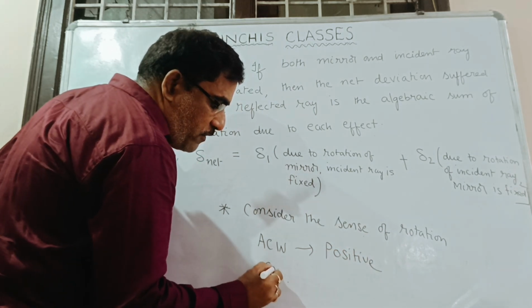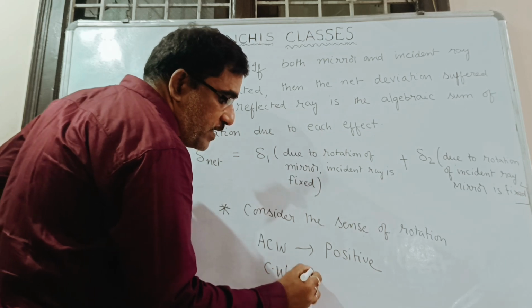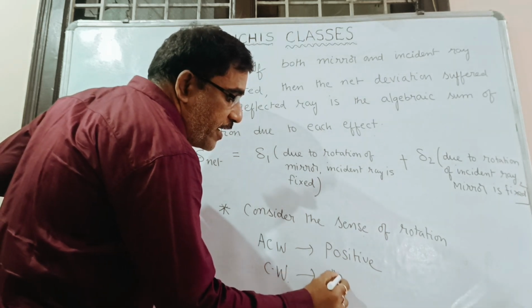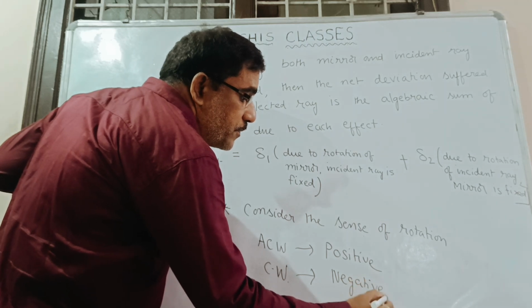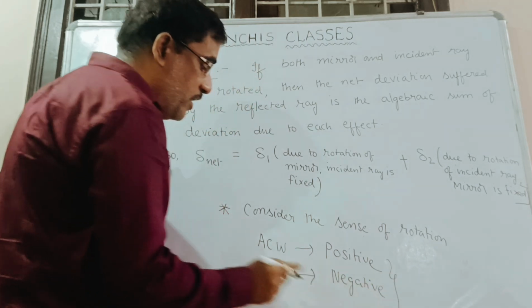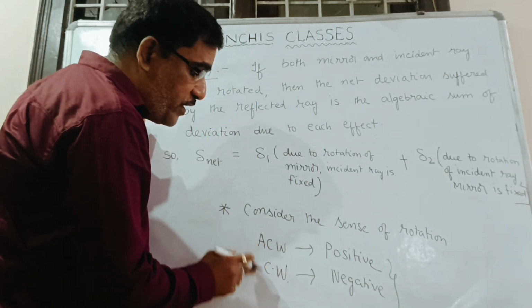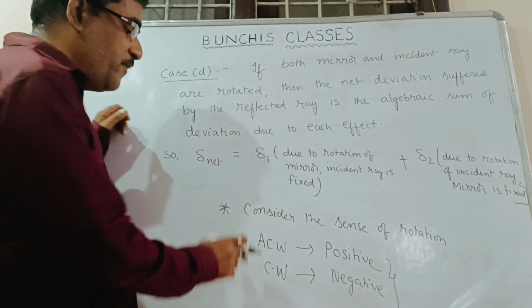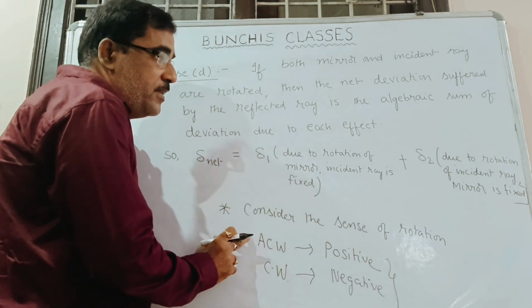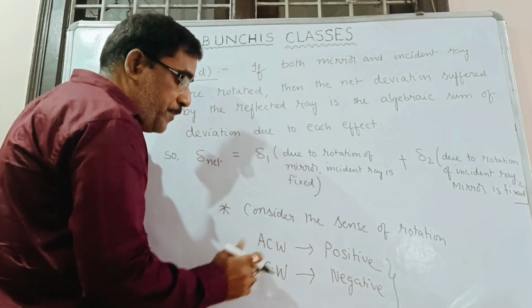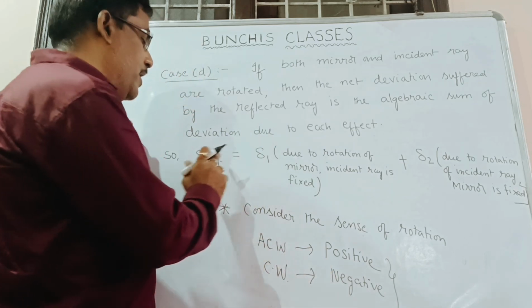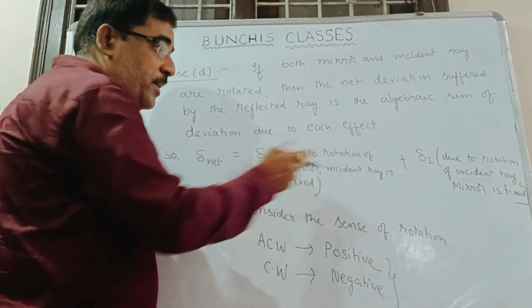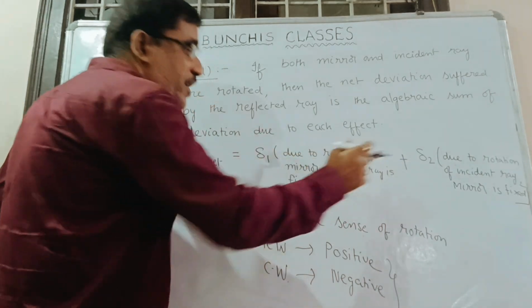And clockwise rotation, we are considering as negative sense. So we have to consider these rotation directions, sense of rotation. Anti-clockwise we consider as positive, clockwise we consider as negative. Accordingly, we have to sum up these two deviations.